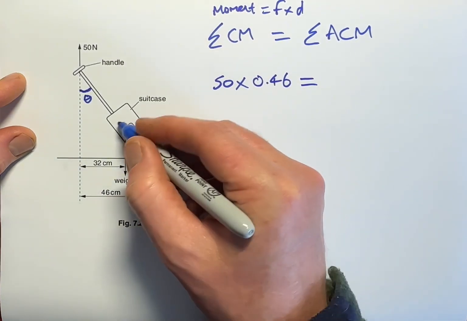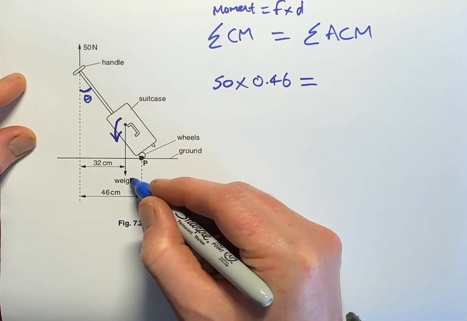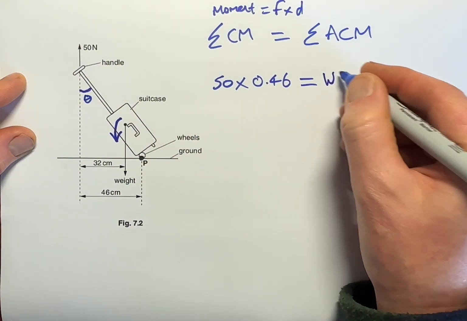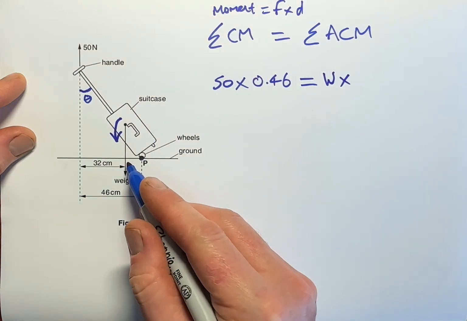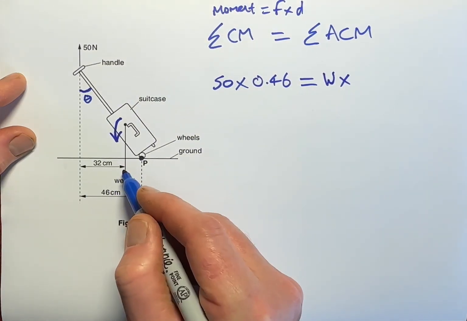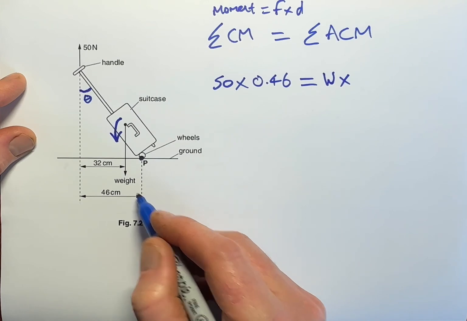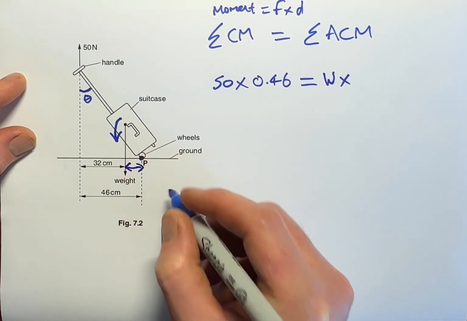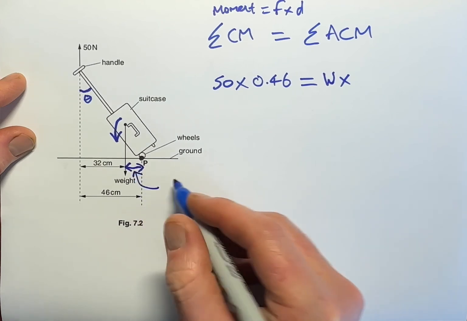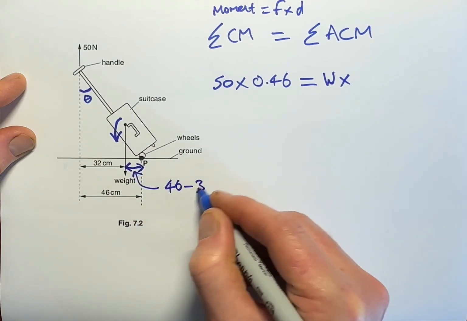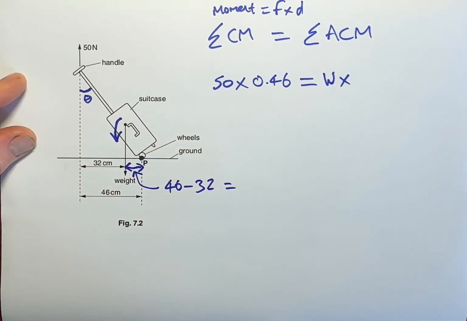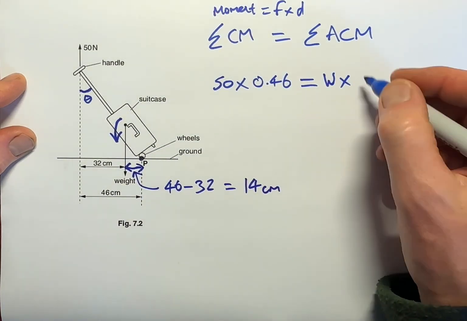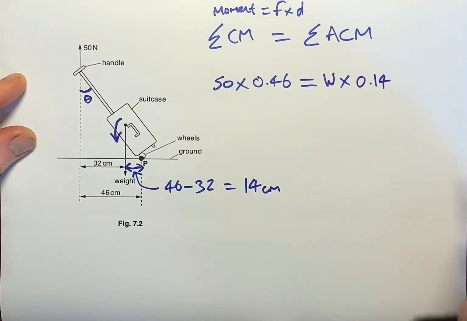And the anti-clockwise moment is produced by this weight here. That's turning the suitcase anti-clockwise. So it's the weight multiplied by the distance. Now, be careful here. The distance is not 32 centimeters. It's 46 centimeters take away 32, which gives us this distance here. Okay. So that distance there is 46, take away 32. Which obviously is going to give you 14 centimeters, and therefore 0.14 meters.